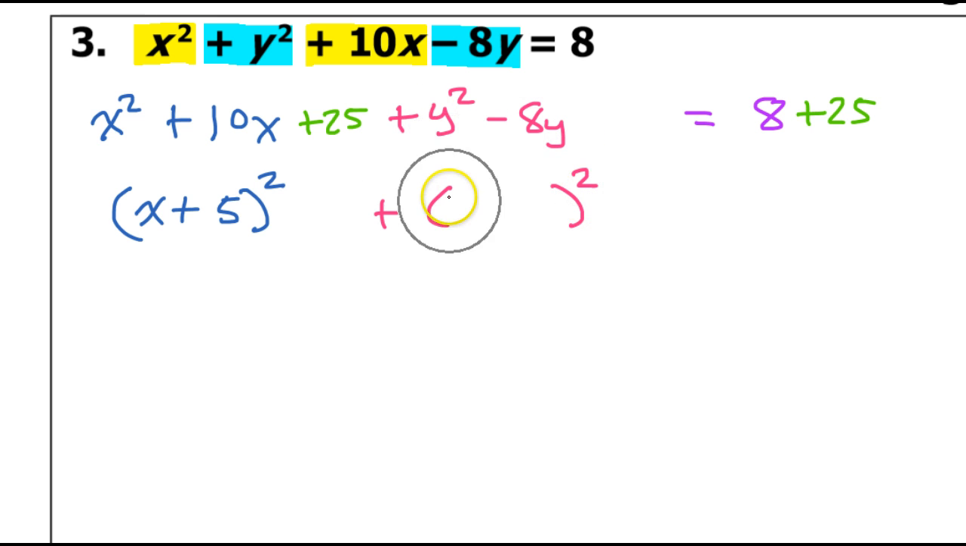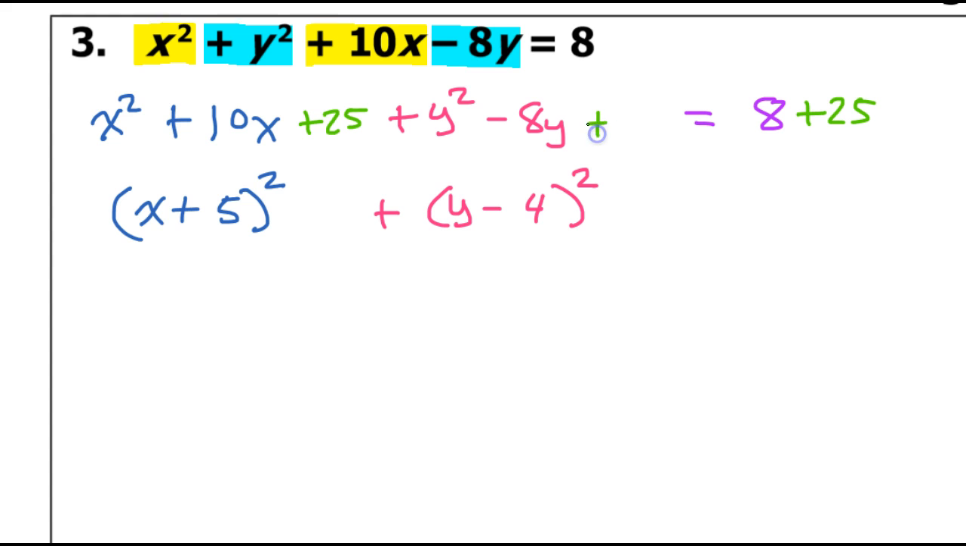So since I'm dealing with y's, I'm going to have y. Because there's a minus right here, there's going to be a minus. Now the number that goes here is going to be half of the middle. So this is going to be 4. Now if I take that 4 and I square it, that's going to be 16. That's the number that completes the square.